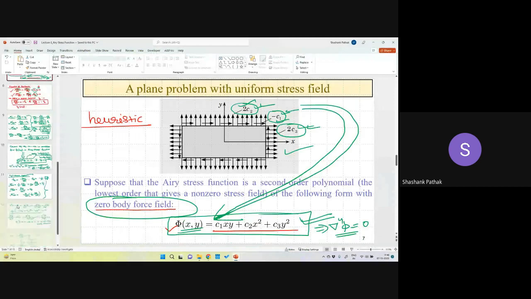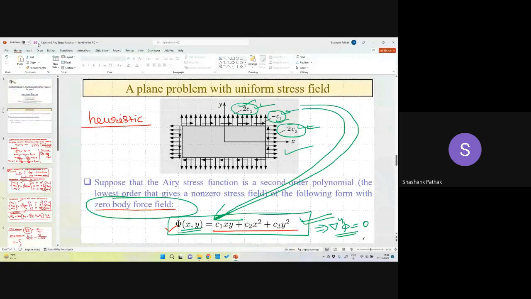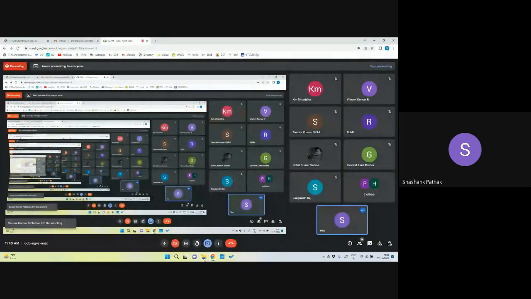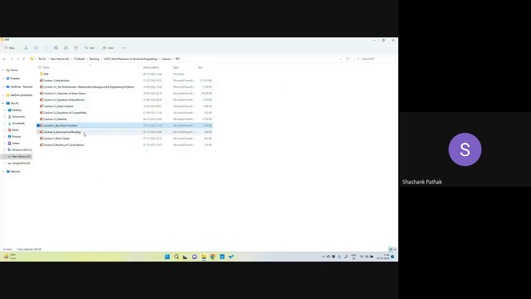Let us say bye bye to this one. So we have covered Airy stress function. I will upload this also on your Moodle. Now we are going to start the next lecture, that is asymmetrical bending.